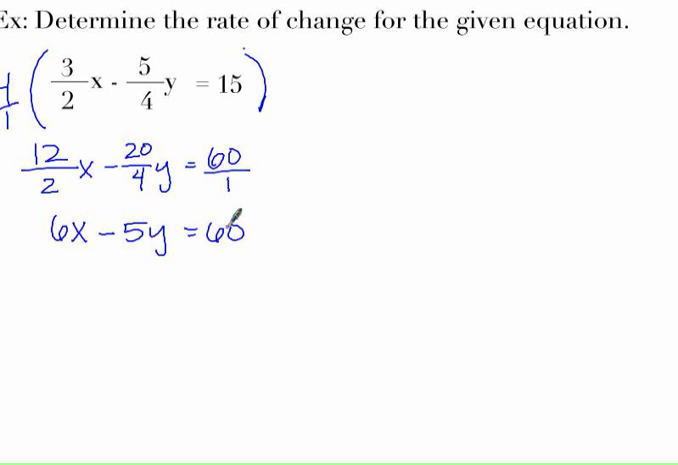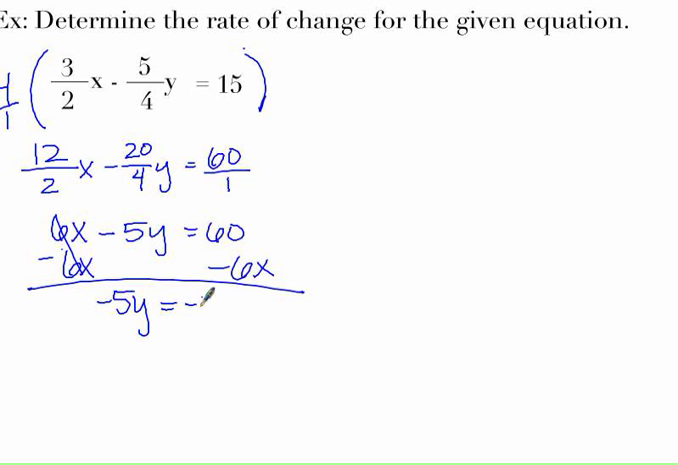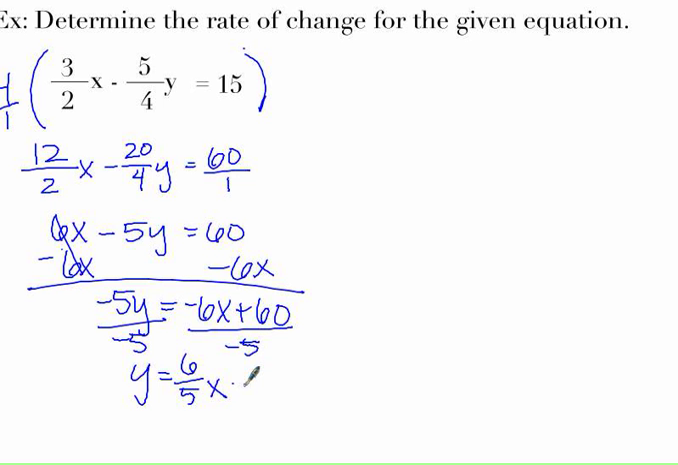A lot of us are used to putting it into a y equals mx plus b format, so we can go ahead and do that. If I subtracted 6x from both sides, I would be left with negative 5y is equal to negative 6x plus 60, and then dividing by that negative 5. Remember that you have to divide both of these terms by that negative 5, so we're left with y equals 6/5 x minus 12.